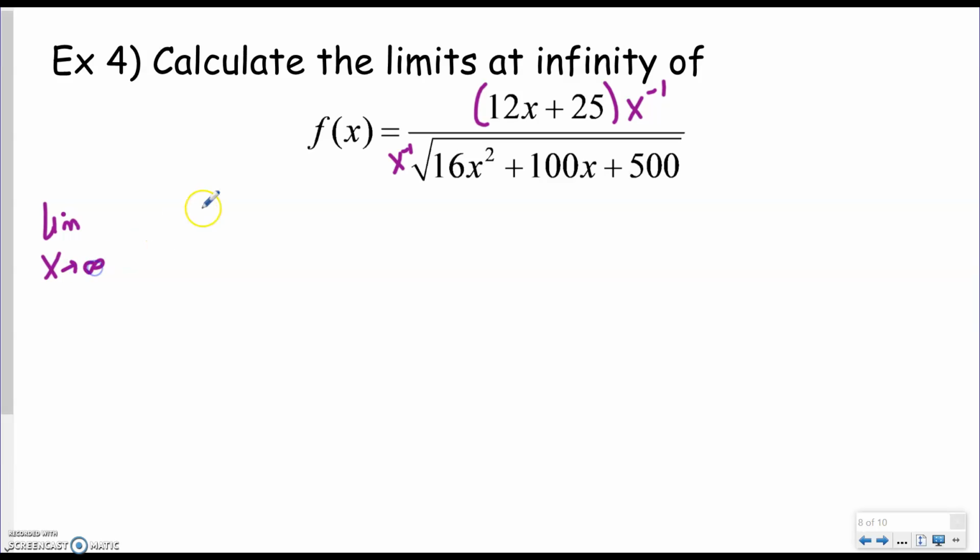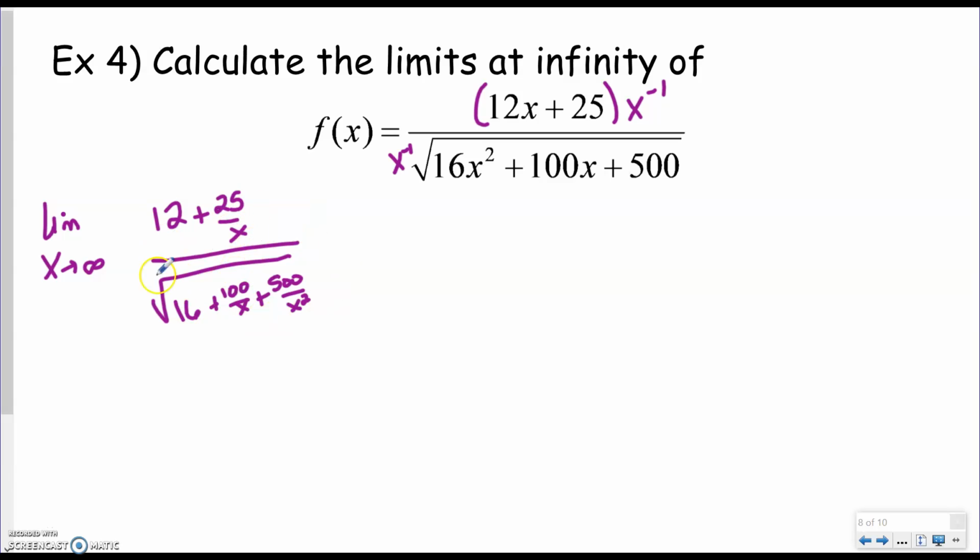positive infinity, we're going to have 12 plus 25 over x divided by the square root. And then once this is inside the square root, it's really like an x squared. So 16 plus 100 over x plus 500 over x squared. Okay, so we're going to simplify this here. This is 0 plus 12, which is 12. This is 0, this is 0, this is 16. So the square root of 16 is 4. So when I simplify 12 divided by 4, I get 3.